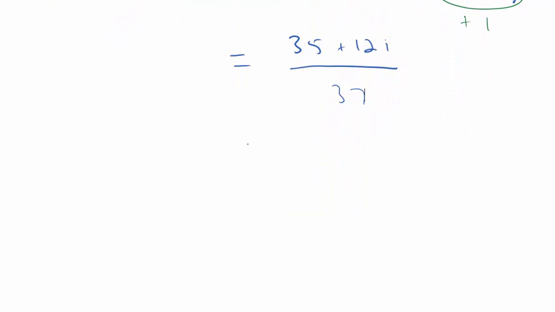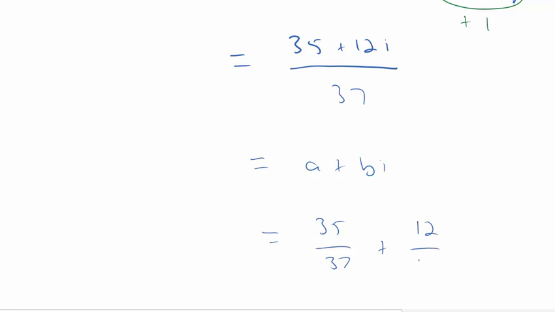And now to get into the expression of a plus bi, we divide both these parts by 37. So we have 35 divided by 37 plus 12 over 37 i. So a is 35 over 37 and b is 12 over 37. All right, so that's the answer.